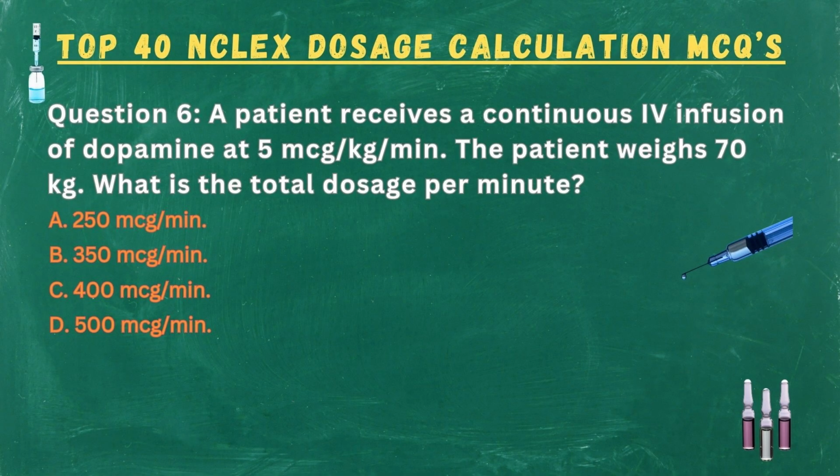Question 6. A patient receives a continuous IV infusion of dopamine at 5 micrograms per kilogram per minute. The patient weighs 70 kilograms. What is the total dosage per minute? A. 250 micrograms per minute. B. 350 micrograms per minute. C. 400 micrograms per minute. D. 500 micrograms per minute. Answer: B. 350 micrograms per minute.